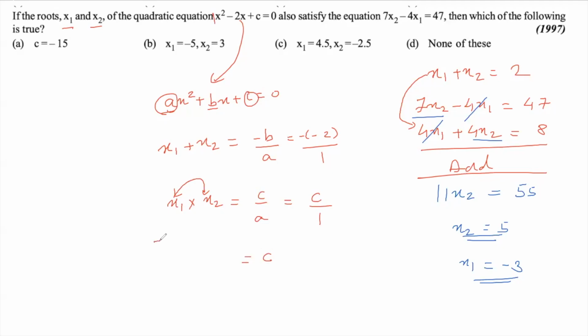x1 we have found as minus 3 and x2 we have found as 5. So c will be minus 3 into plus 5, that is minus 15. c is minus 15. x1 and x2 are minus 3 and 5 respectively. So options B and C are ruled out. A we have found is true. So yes, only A option is true. The answer to your question.